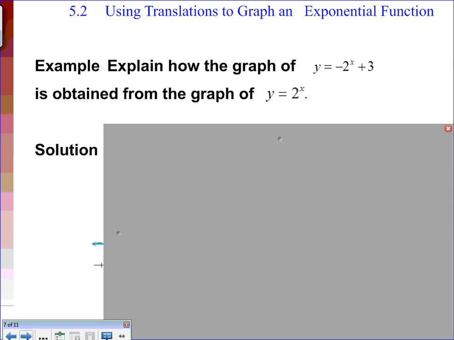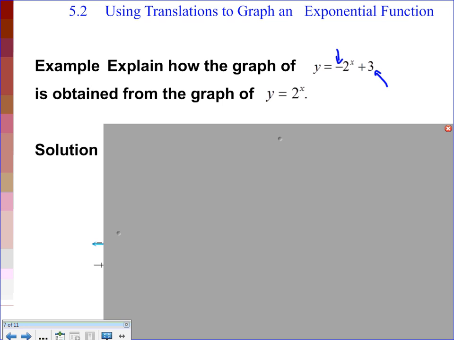Okay, so we can translate these graphs also, the exponential graphs. y equals -2^x plus 3. So what happens here? Explain how the graph is obtained from the basic graph of y equals 2^x. Okay, so just looking at it, what happens with the negative part here? What does that do to it? That flips it which way? Which way does it flip it? I'll let you think about that for a second.